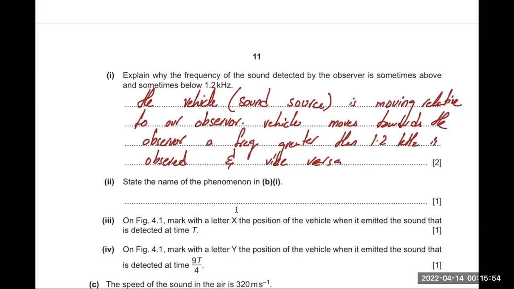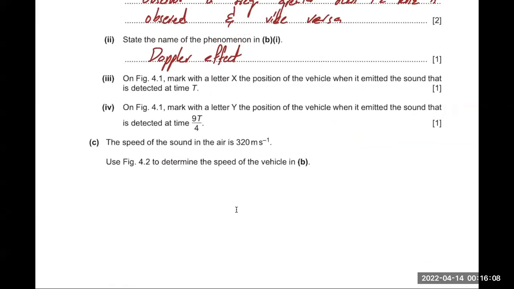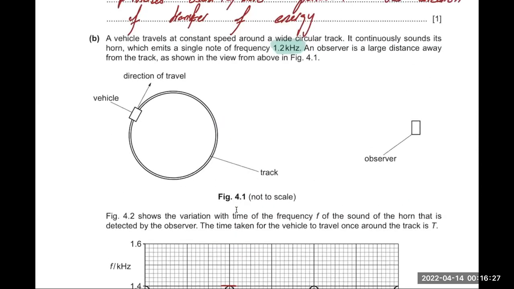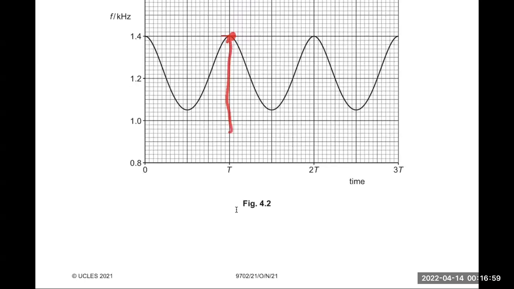State the name of the phenomena in B1. We've already talked about it. It's known as the Doppler effect. On figure 4.1, mark with the letter X the position of the vehicle when it emitted the sound that is detected at time T. Let's see what is the frequency at time T. So at time T, the frequency is maximum, which means that the vehicle is traveling towards the observer at that instant. And that will happen at point X. For a vehicle at this position, at this instant, it's traveling towards the observer. So you'll get maximum frequency at this point, which is at time t equals capital T.